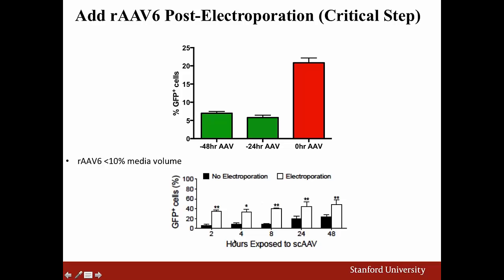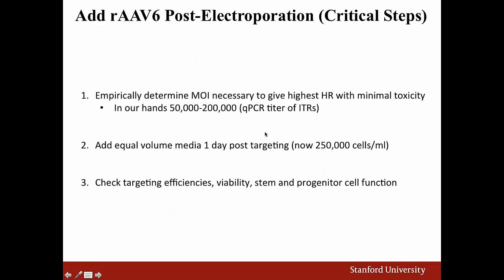So showing here is your hours exposed to cell complementary, in this case AAV6, and no electroporation versus electroporation. This is the big difference. And another big thing is you want to make sure your AAV6 is less than 10% of your media volume.